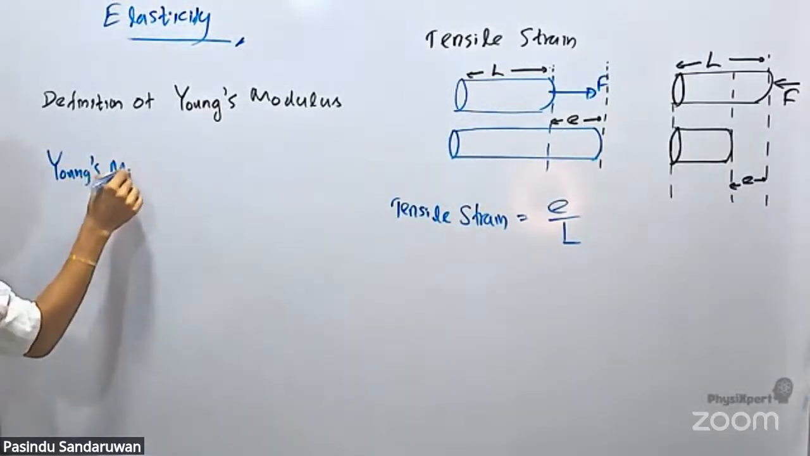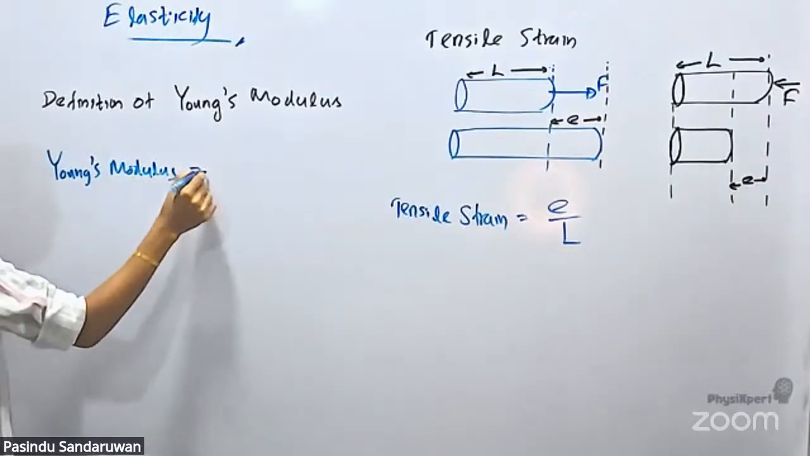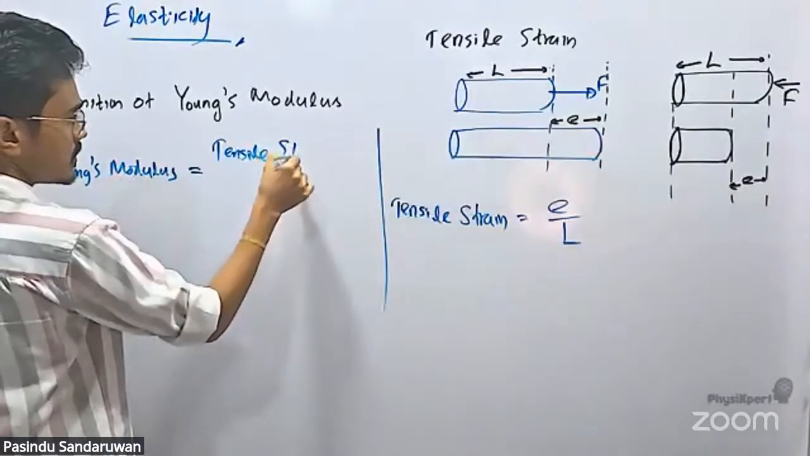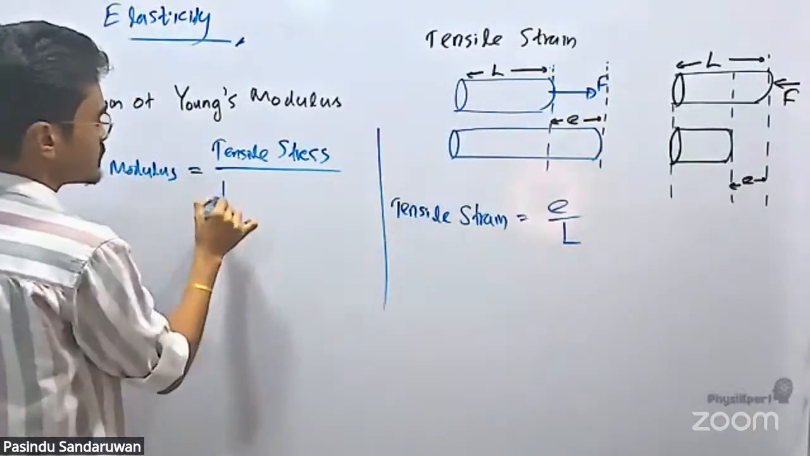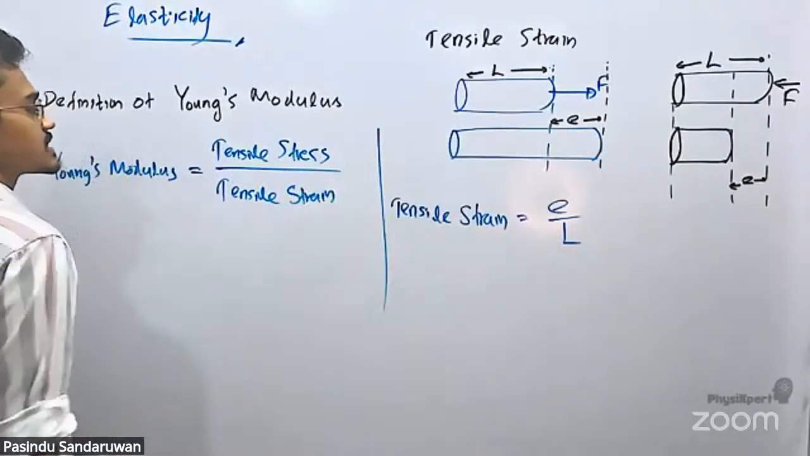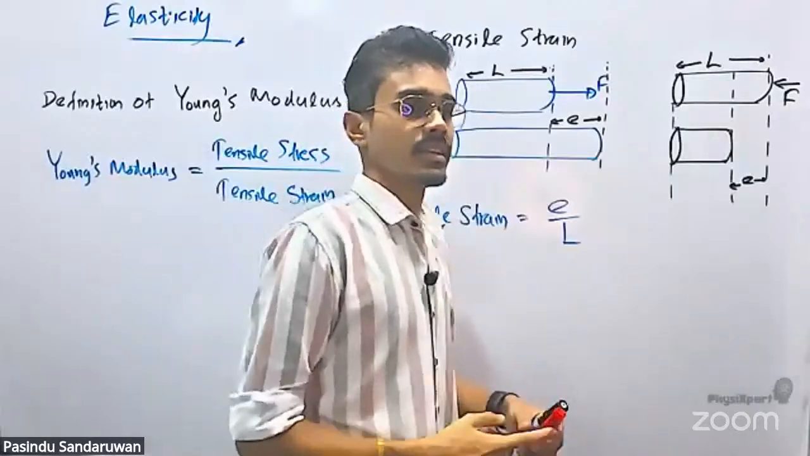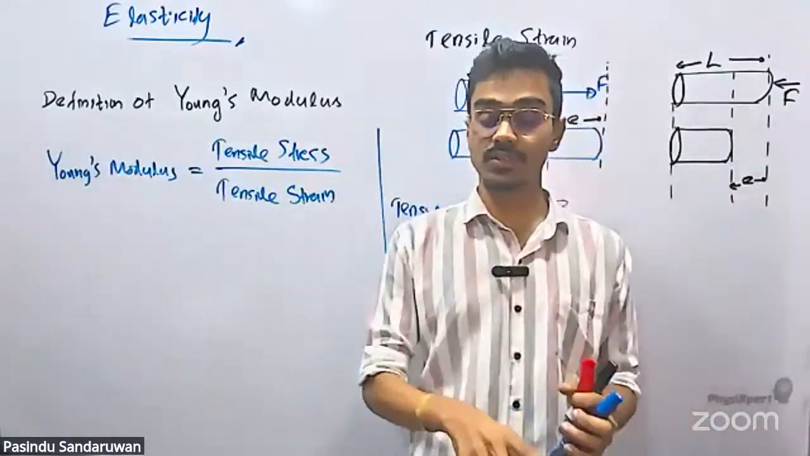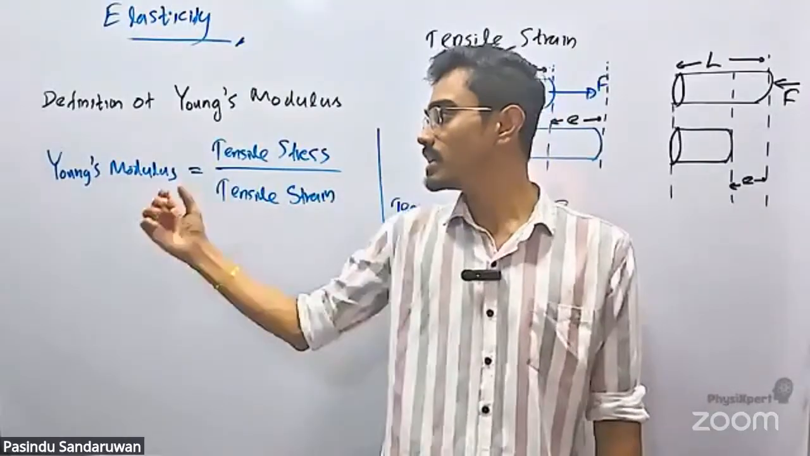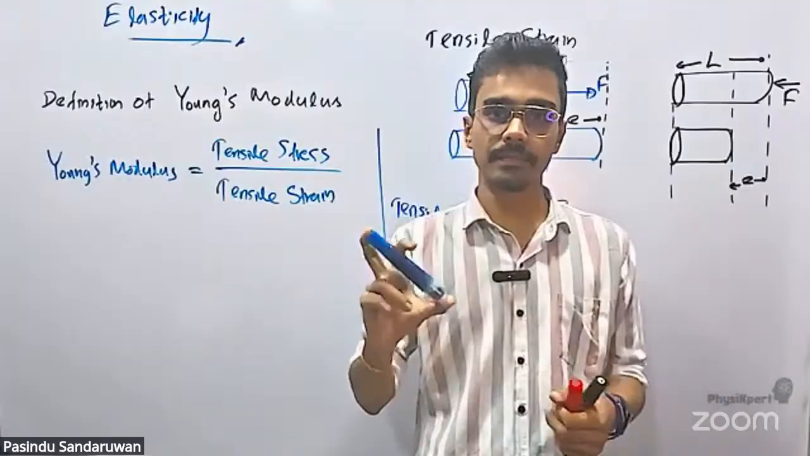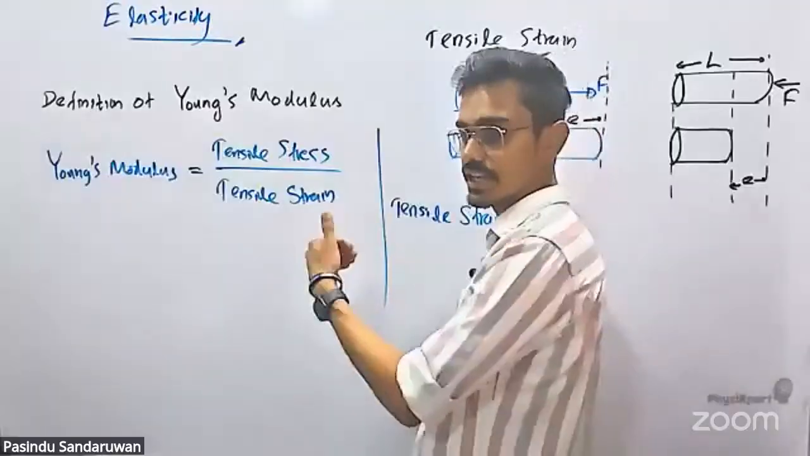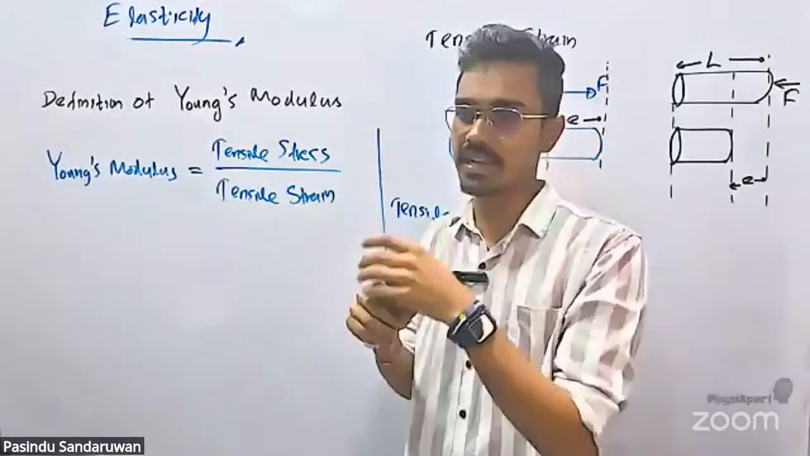So Young's modulus is defined as tensile stress over tensile strain. That is how Young's modulus is defined. That's why Young's modulus is only applicable for linear objects, because tensile forces, parallel to length forces, can be applied only on linear objects. Now, I think those dots are connected, right?